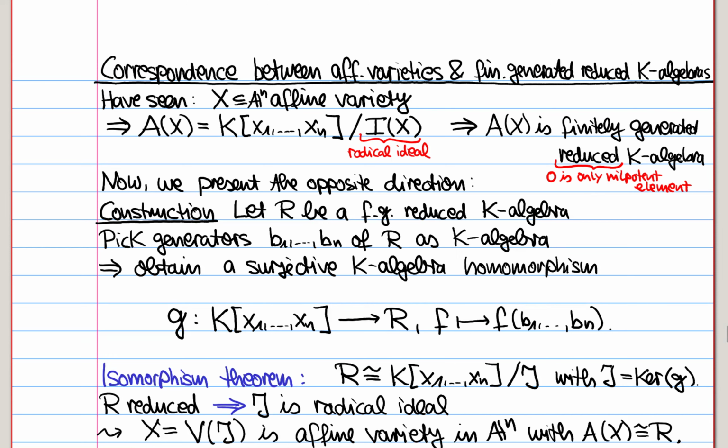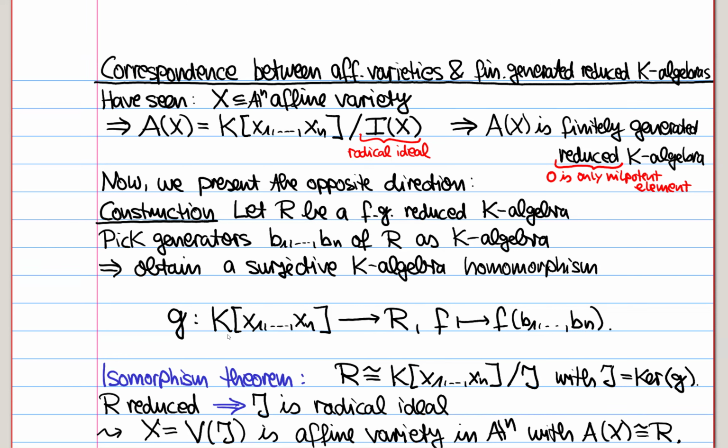And now we're ready to present the construction in the opposite direction. So if R is such a finitely generated reduced K-algebra, we claim that we can produce an affine variety X which has R as its coordinate ring. So to get X, pick any set of finitely many generators of R as a K-algebra. This uses the first property. And then we obtain a surjective K-algebra homomorphism from the polynomial ring to R, which just plugs these generators into the variables of the polynomial ring.